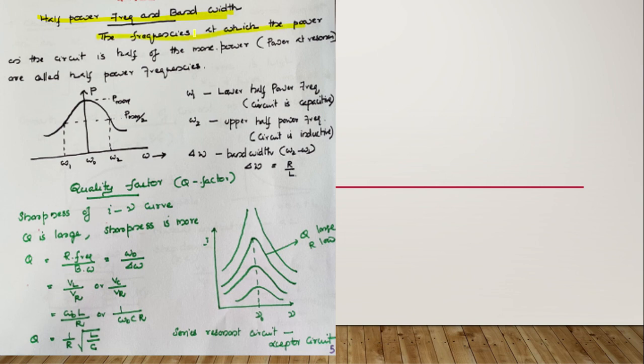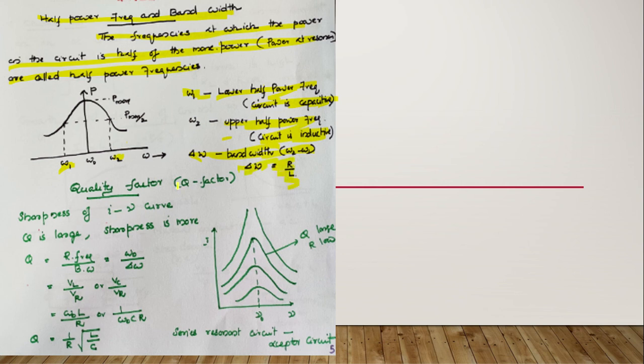See the half power frequency and the bandwidth. The frequencies at which the power in the circuit is half of the maximum power are called half power frequencies. Here ω1 is the lower half power frequency, and ω2 is the upper half power frequency. But keep in mind, at the lower half power frequency the circuit is capacitive, more predominant than inductive, and at the upper half power frequency the circuit is inductive. The bandwidth is nothing but ω2 minus ω1. So Δω is R by L.